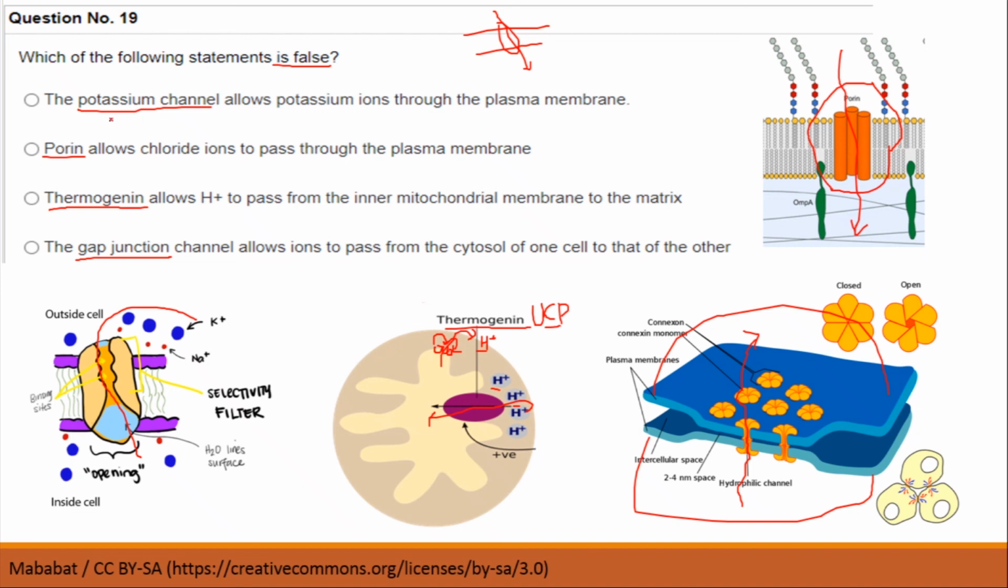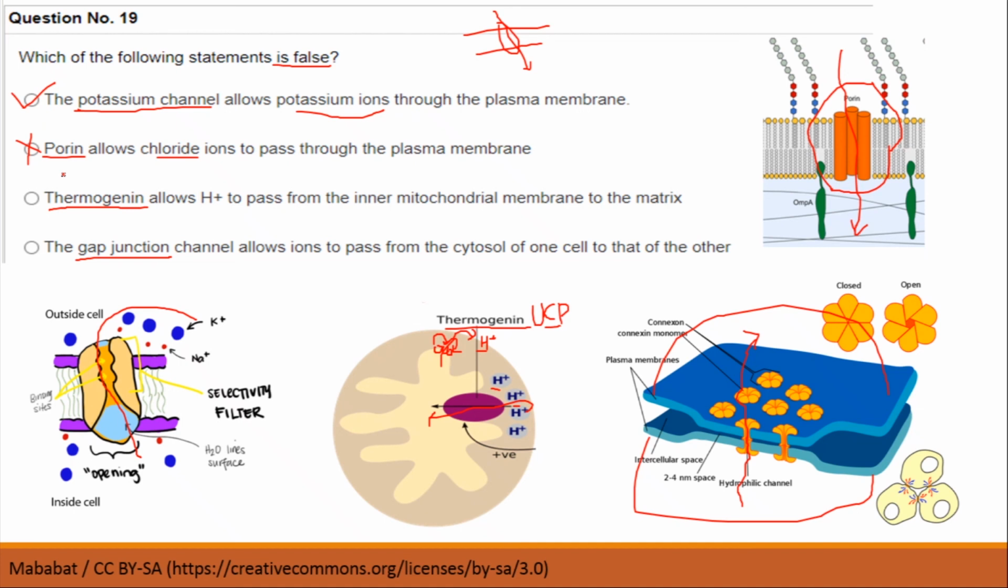The potassium channel allows potassium ions through the plasma membrane. Definitely the potassium channel will allow specifically potassium ions only. Porins allow chloride ion to pass through the plasma membrane. We studied that porins are water-filled channels, hence they will not allow ions like chloride. So this statement is going to be the false statement.